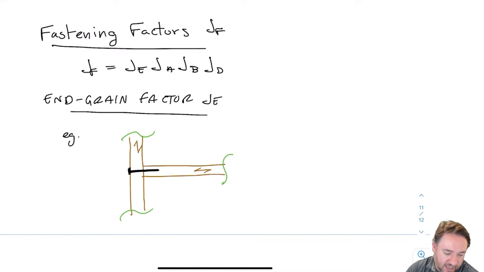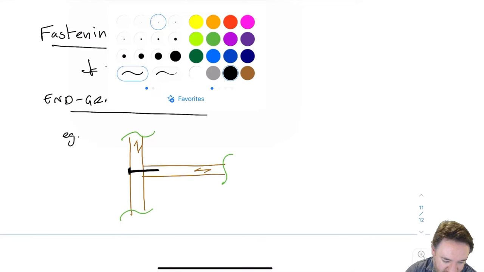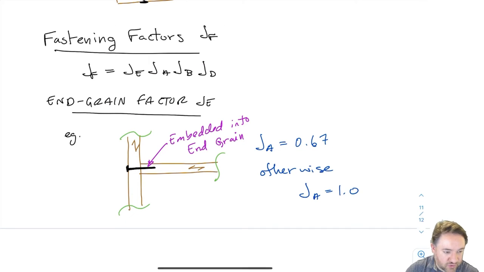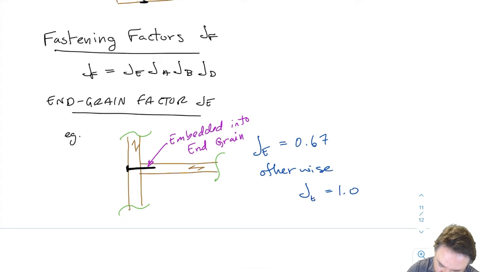So if I nail into end grain, I'm allowed to do it, unless I'm doing withdrawal. I'm allowed to do it, but I have to reduce my strength. If I'm nailing into the end grain, I need to take this factor, JE, not JA, into account, which reduces my strength by 1/3. And if I'm not nailing into end grain, then I just set JE equal to 1. Okay, so that's the end grain factor.